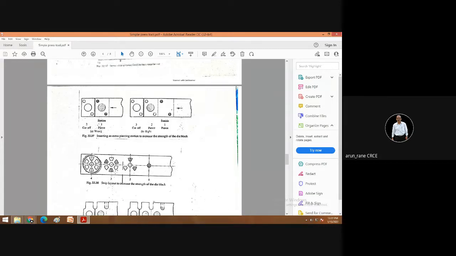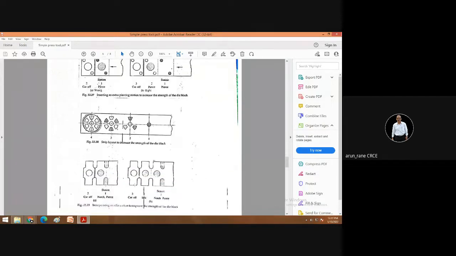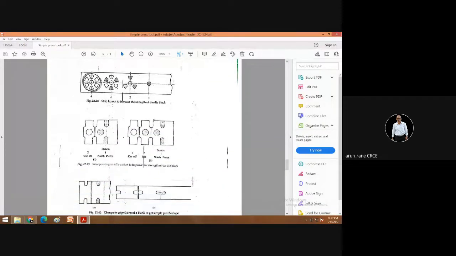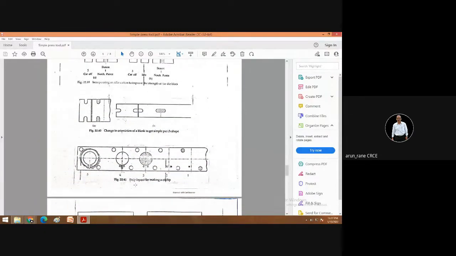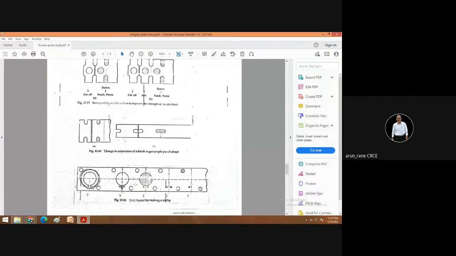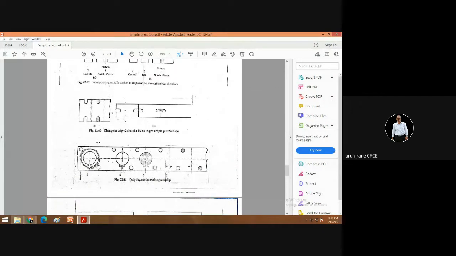So this die will be a minimum 4 station die. This will be a minimum 4 station die. Like that you have to increase the number of stations so that the die will work effectively. So this is for the circlip. ये सर्कलिप के लिए लेआउट बताया.